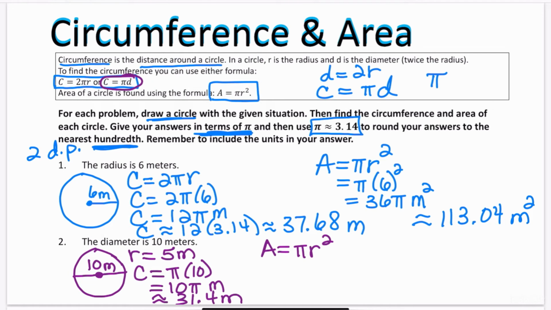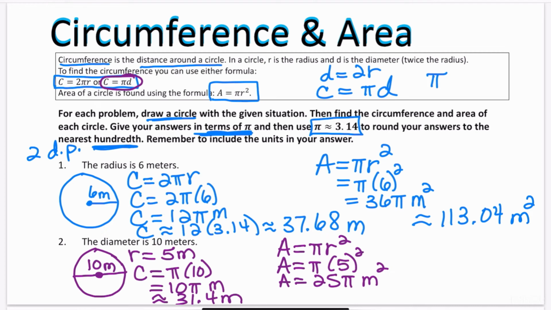Here's where you have to be careful because the diameter is 10, but in the formula for area, it doesn't call for the diameter, it calls for the radius. Remember we said the radius is 5. So this area is going to be pi times 5 squared. 5 squared means 5 times 5, which is 25. So the area here is 25 pi. And area, the units are always squared, so square meters.